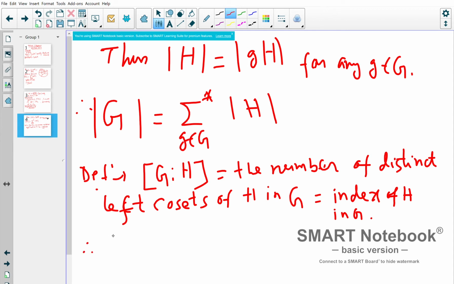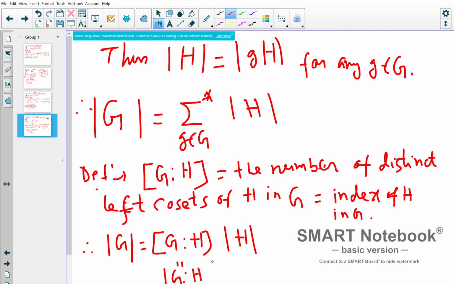So thus what you can write down finally is that the cardinality of G is nothing but the index of H in G into the cardinality of H. Now this is not a universal notation. Some people write it by this, some people write the cardinality of G mod H. You can use any of the symbols. So the number of distinct left cosets is written by this symbol.